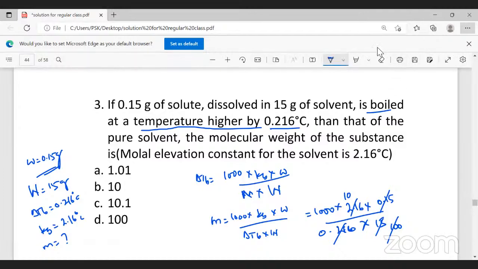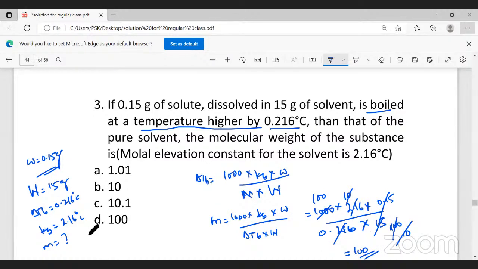Wait a minute, I'll erase this. So this is 0.15 and this is 15. So on simplification, I think this is 100 times, and this is 10 times. So this will be again 10, and this will be again 100. Cancel. So therefore, you will get the molecular mass to be 100.